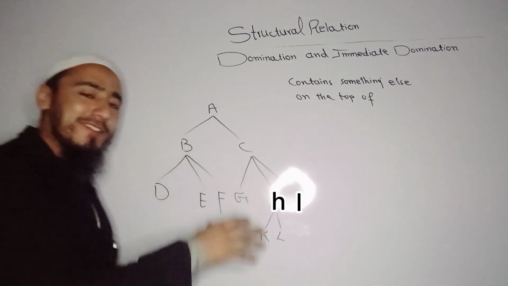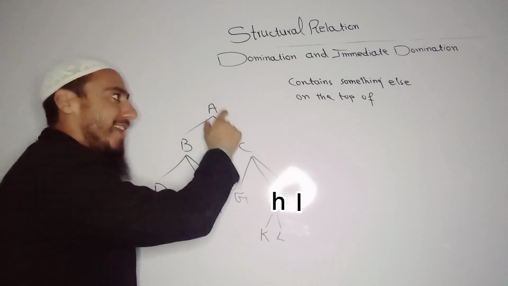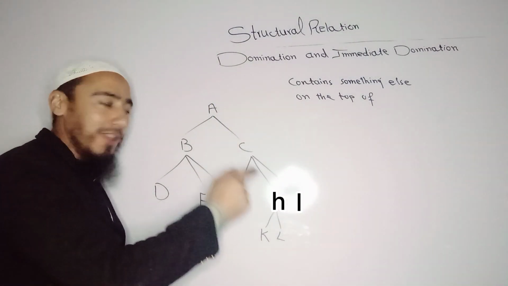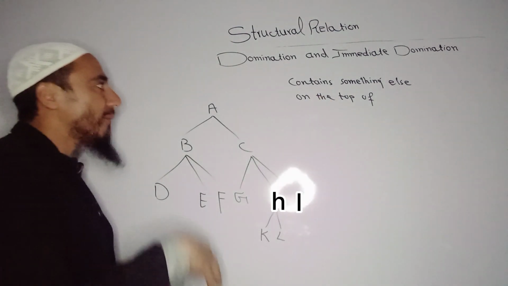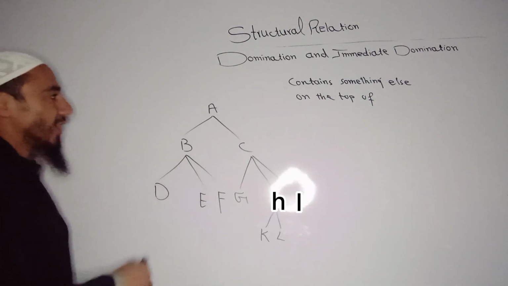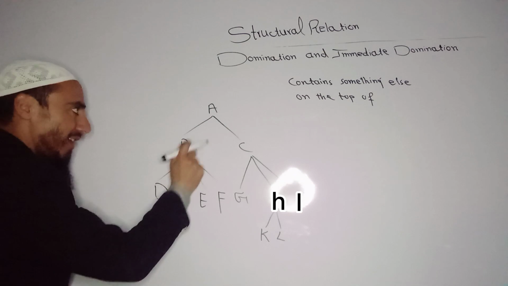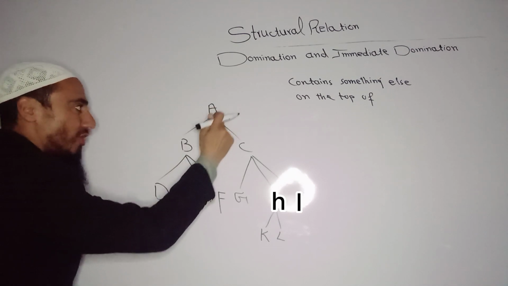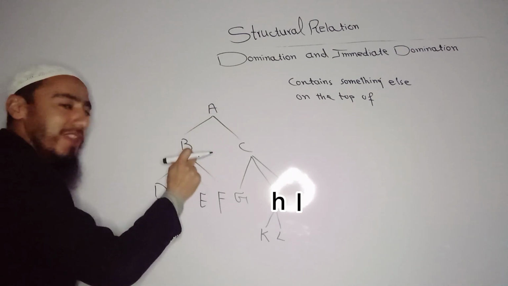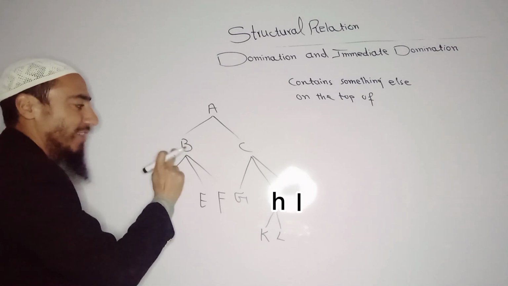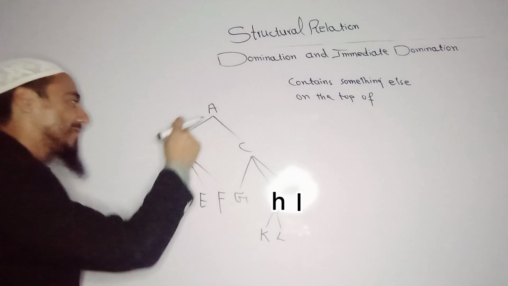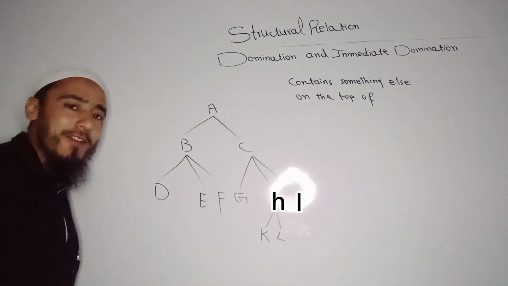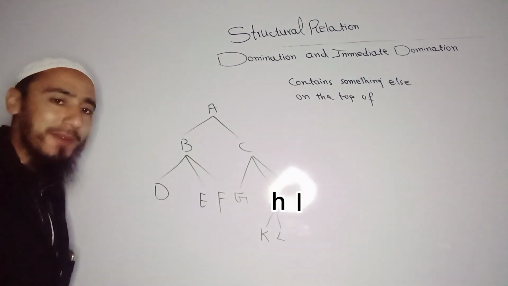Why? Answer to this question is that A is on the top. A contains something else. And on the top of something else means that you see A dominates B, so we can draw a line from A to B. We can draw and trace a line from B to F. So that's why it dominates B, it dominates F.